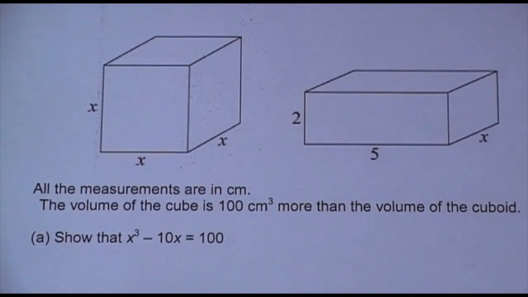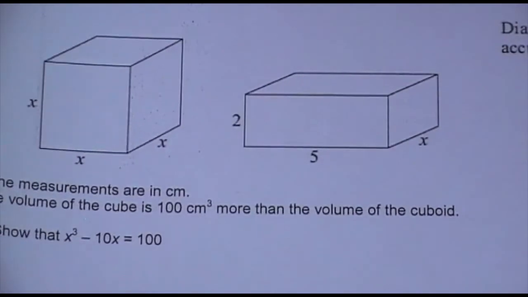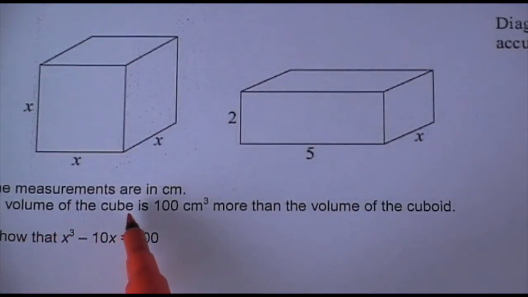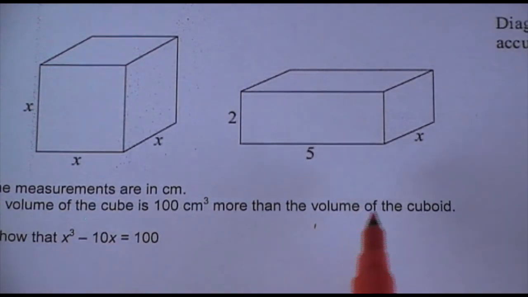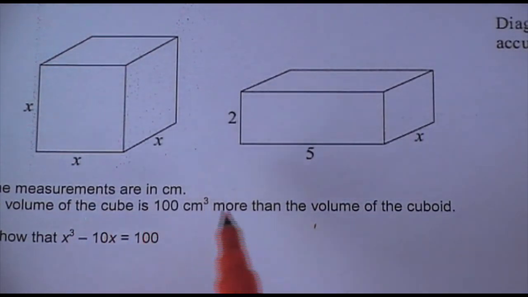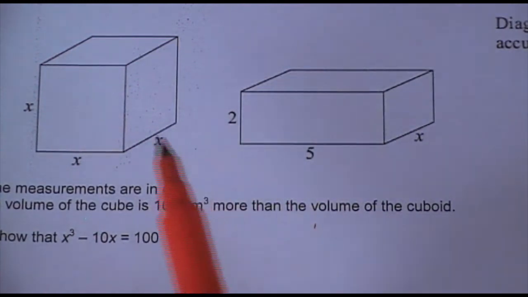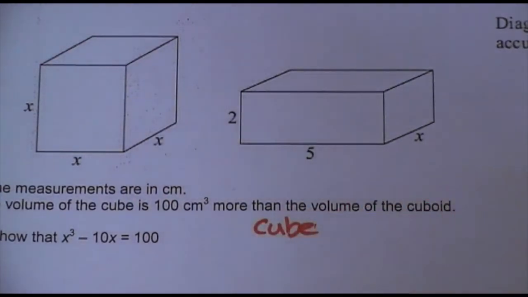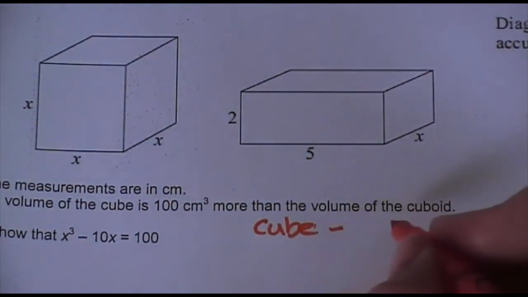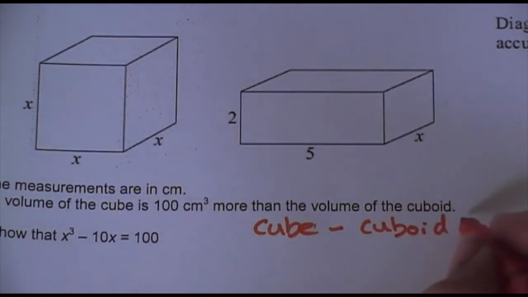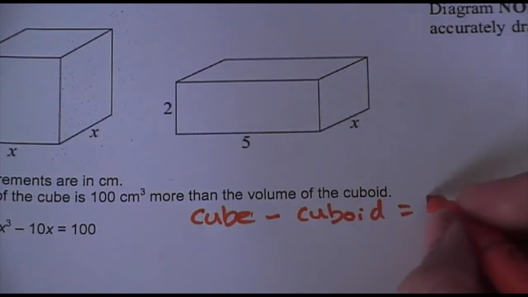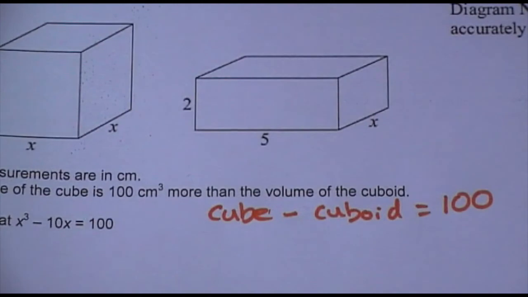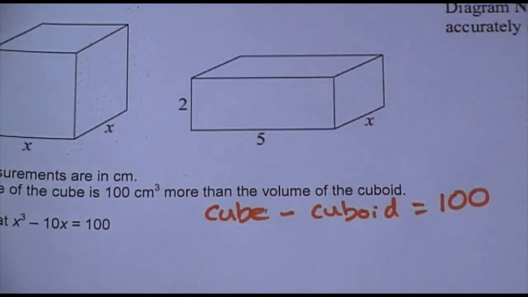Right, forget about the algebra for now. I'm just going to think about that 100 centimetres cubed and what do they actually mean. The volume of the cube is 100 centimetres cubed more than the volume of the cuboid. So if the volume of the cube is more, then that means that the cube is the larger of the two, and therefore, if I know what the volume of the cube is, and I take away the volume of the cuboid, I'm going to end up with 100 centimetres cubed. The fact that they've mentioned volume is a good indication that you're going to need to find the volume in this question.